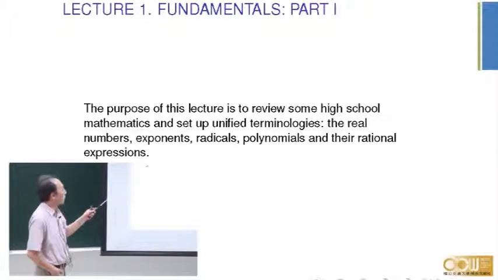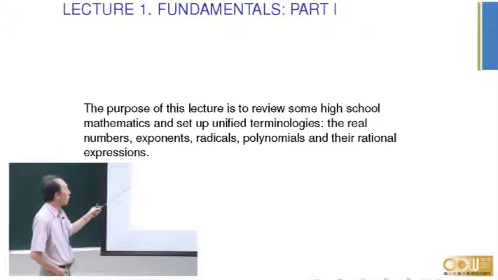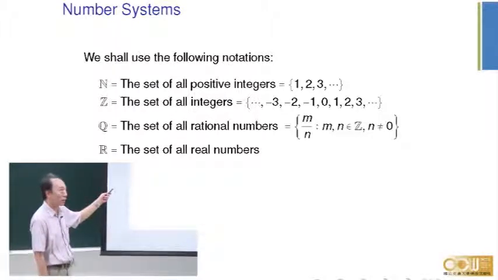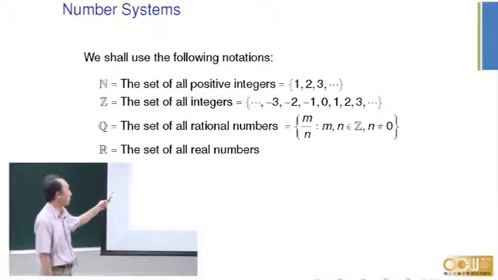Okay, we review some high school mathematics and set up and unify terminology for this course. We're talking about real numbers, exponents, radicals, polynomials, and their rational expressions. First, the number system: we use N to represent the set of all positive integers, and Z to be the set of all integers.